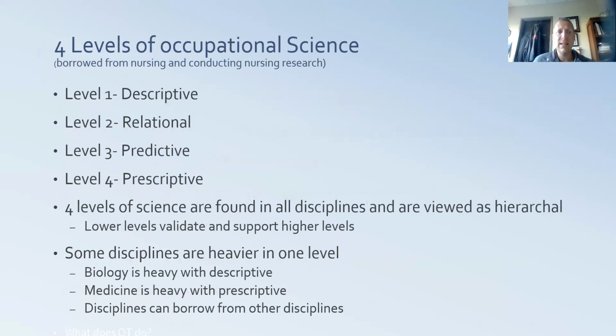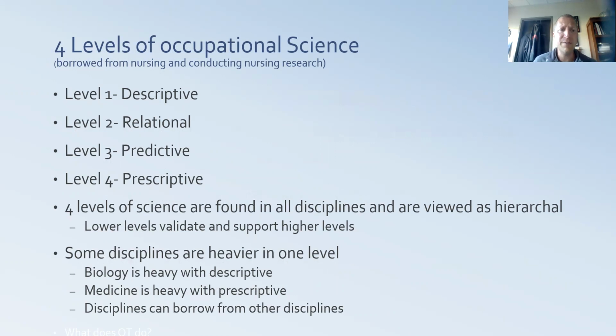So OTs like to borrow things from other disciplines, right? And so we have 4 different levels of occupational science. Now, I purposely left off "occupational" because when you're looking at nursing research, science research, those kinds of things, the 4 levels of science are the same, okay? Level 1, that very basic level, is descriptive, level 2 is relational, level 3 is predictive, and level 4 is prescriptive.